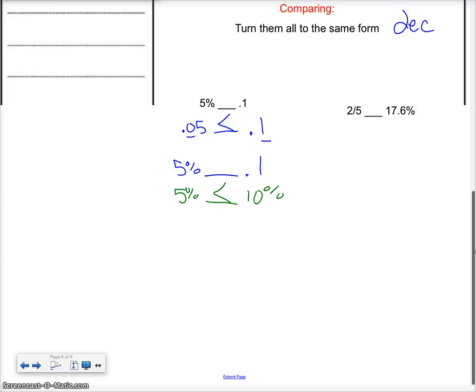2/5 I know is 0.4 is what to 17.6%, which is 0.176. Compare by the place value, then that is bigger. Or 2/5 is 0.4, which is 40%, is what to 17.6%? 40% is bigger. Point being, I don't care what you convert them to, as long as you convert them to the same form. You'll get the same answer. So what's easier for some kids might not be easier for the other. And that's your learning target today.